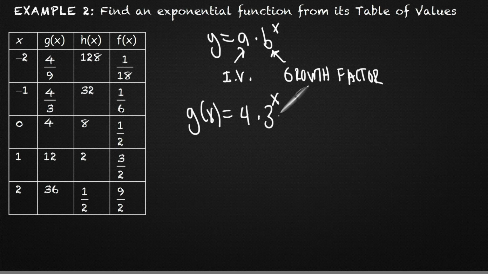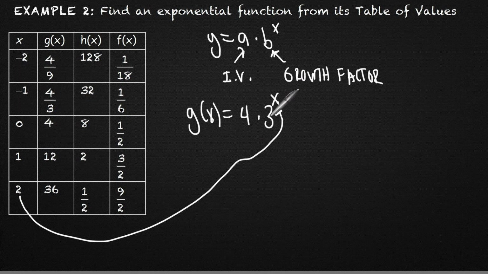If you're not sure, let's see if we can plug in a couple of values. Let's take 2 and plug it into the formula. What is 3 to the second power? That's 9 times 4. That's 36. Bingo. All right, so you can see that it works. I want you guys to try h of x and f of x.